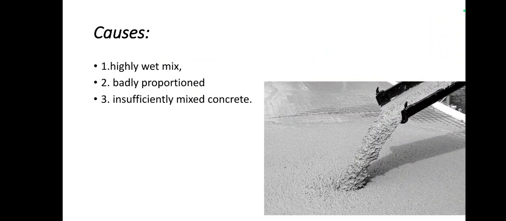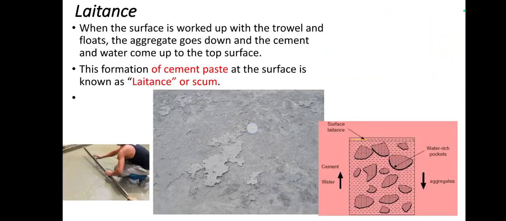That also will happen. And what are the main causes for bleeding? Bleeding relates to the water. So if you add more water, if the concrete is too wet, it causes bleeding. Bad proportioning, because water is also an important material for proportioning, will also cause bleeding. And if you are not mixing the concrete properly, that also will result in bleeding.